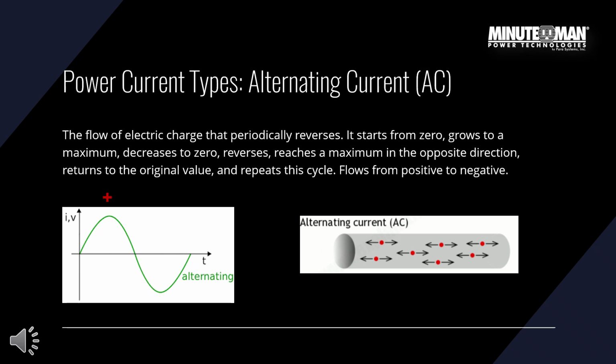Why do we use AC? Well, it has an efficient transmission. AC can be transformed to high voltages using transformers for long-distance travel, reducing energy loss. Another reason is it's flexible with the voltage control. AC voltage can be stepped up or stepped down easily. And third, it's a standardized form of power. Most home and industrial devices are built for alternating currents.